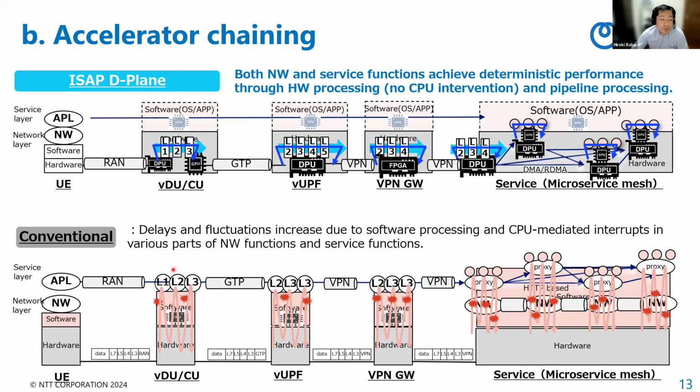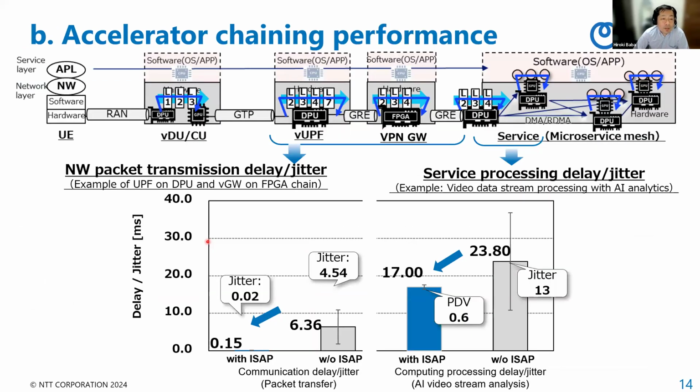Conventionally, most of the software functions are deployed on the CPU, and some accelerating technologies are available for now, but delay fluctuations can be increased by the CPU processing, because CPU or software-based functions can suffer from interruption by other workloads. And we actually evaluated the accelerator chaining performance in our lab. The configuration is the same as the previous slide. So we measured the latency for the UPF and VPN gateway chaining.